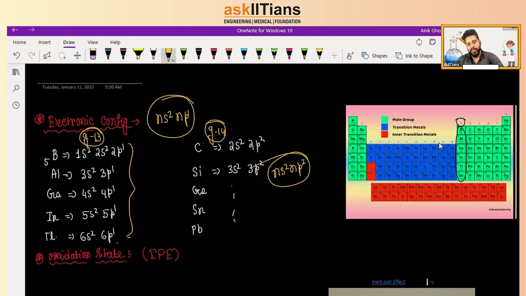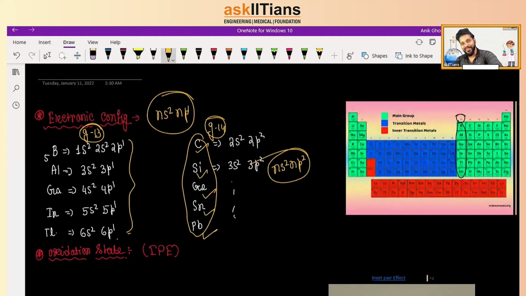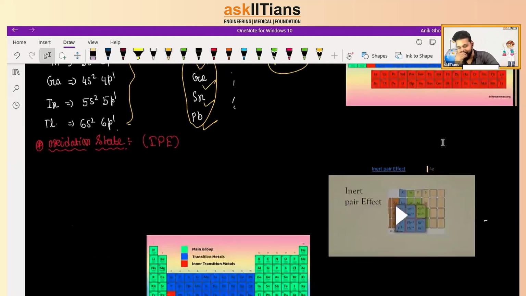How to remember the group 14 elements? It goes like, chemistry sir gives Sunky problems. Sunky means crazy, mad, right? So this is how we can remember the group 14 elements here.